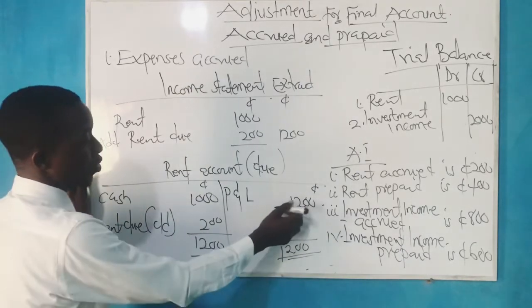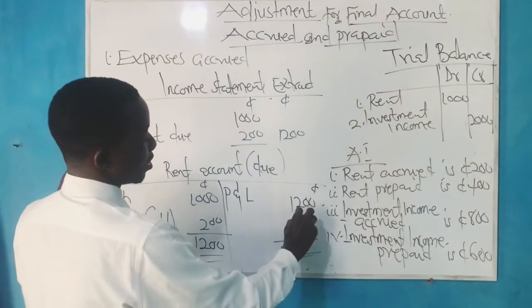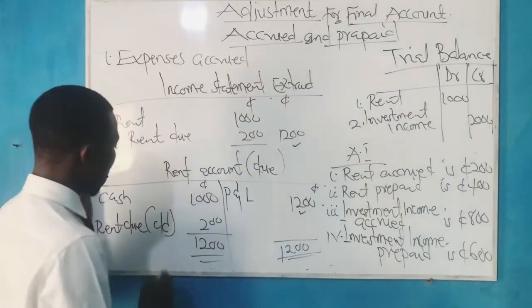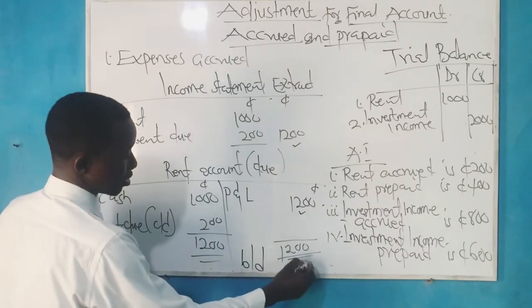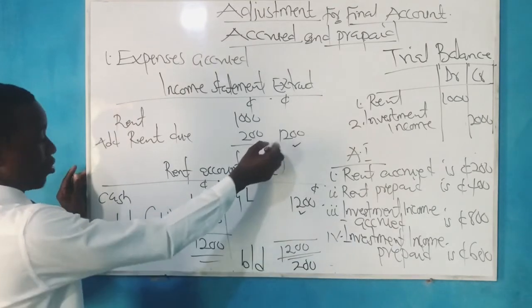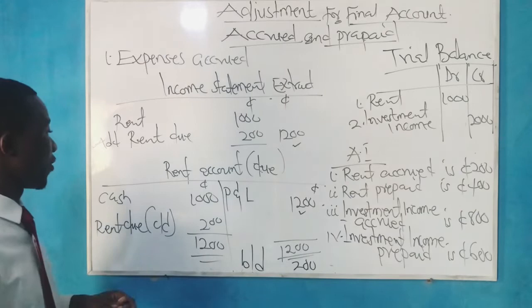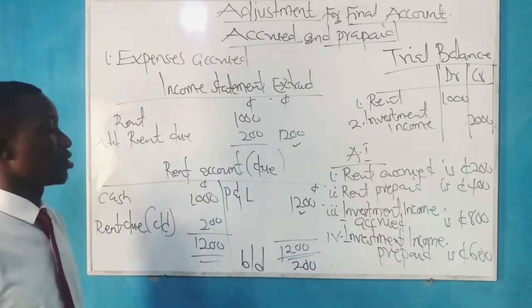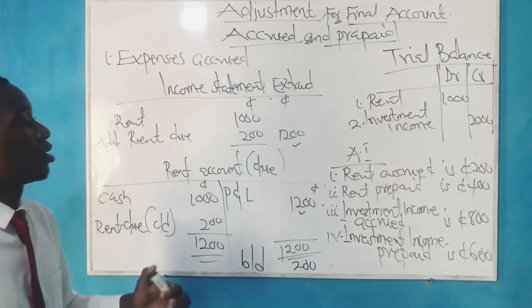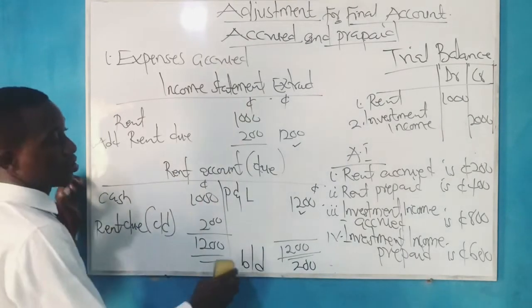So you report this amount to the income statement. That is why you can see 1,000 here, 1,000 here, and this balance c/d will be balance brought down of 200 cedis. So this 200 cedis, we are going to add it to our current liabilities in the statement of financial position. So this is basically how an accrued expense is always treated.